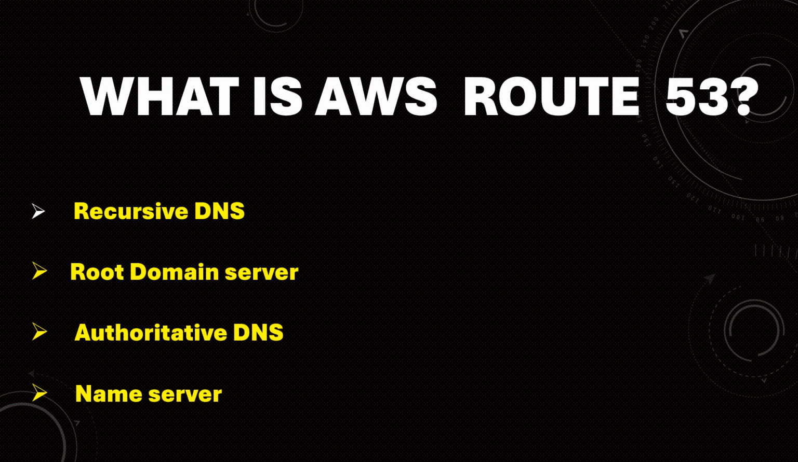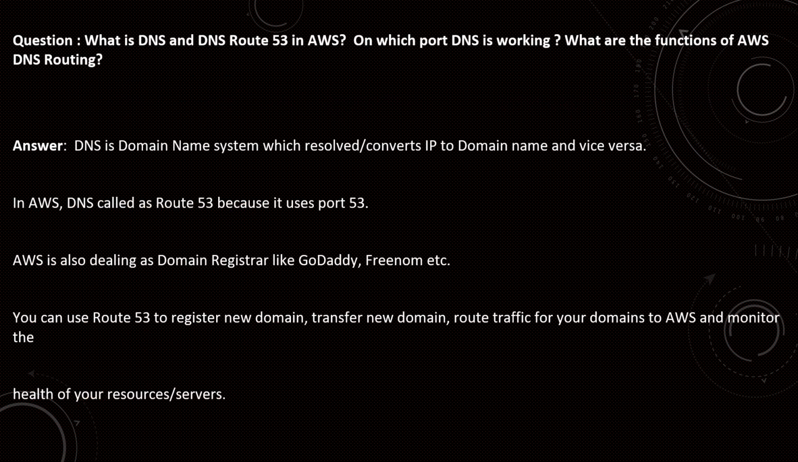Coming to the slide. What is DNS and DNS Route 53 in Amazon Web Services? Second question is on which port DNS is working? What are the functions of AWS DNS routing? So in this question there are three sets. First question is what is DNS Route 53. Second question is port, and the third question is what are the functions of AWS DNS routing.